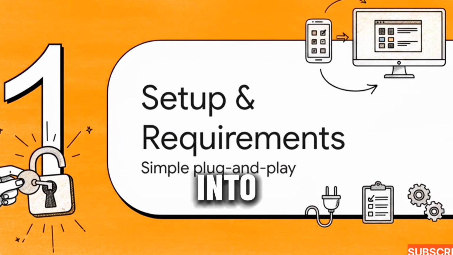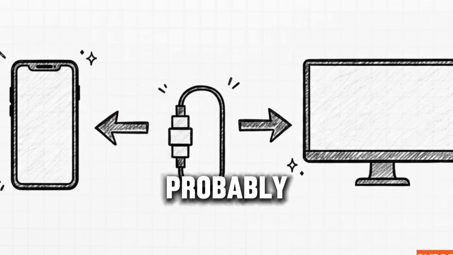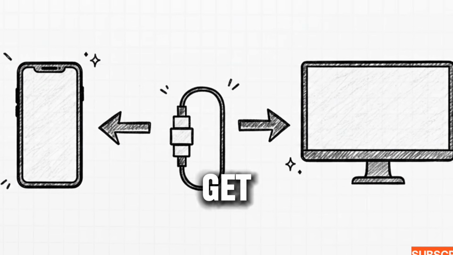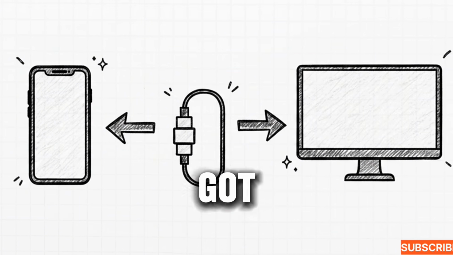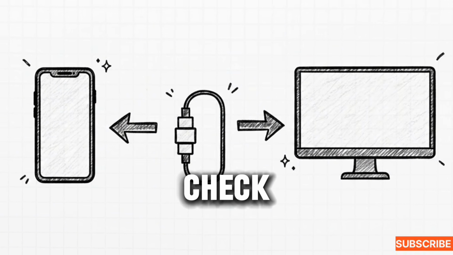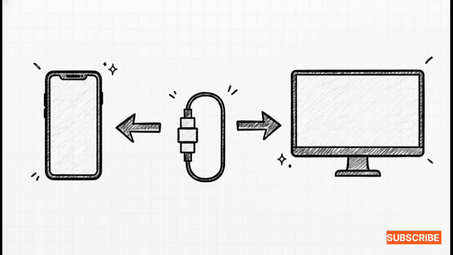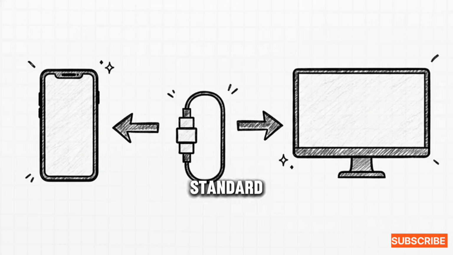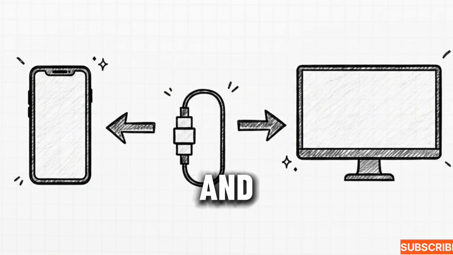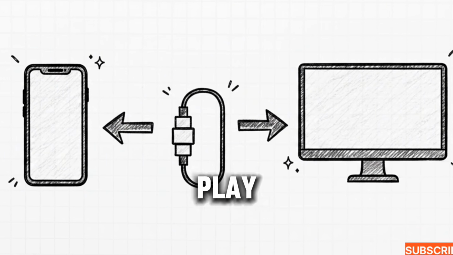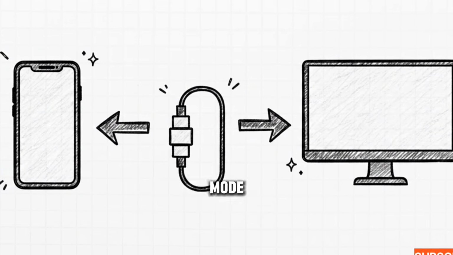So let's get into Section 1, Simple Setup and Requirements. You're probably wondering what you actually need to get this running. Well, the barrier to entry is surprisingly low. Got a Pixel 8 or newer? Check. Do you have the Android 16 QPR3 March update installed? Check. From there, you just grab a standard USB Type-C to HDMI adapter, hook it up to a monitor, and boom, it's practically plug and play. Your phone will immediately ask if you want to mirror the display or enter desktop mode.